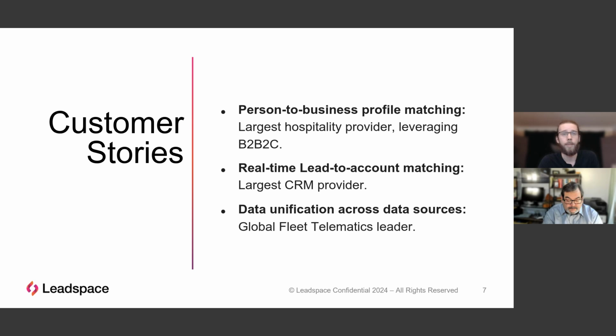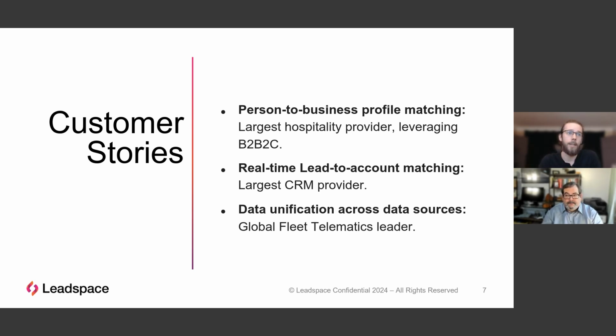One of the largest hospitality providers in the world, they had a very large consumer-focused database. We're talking personal email address, sometimes first name, sometimes last name, no business data whatsoever. And they wanted to operationalize that for B2B purposes. So we'll spend some time talking about that.